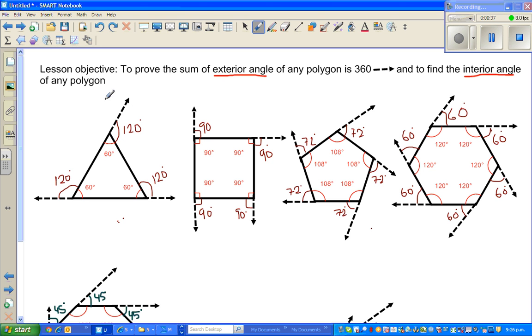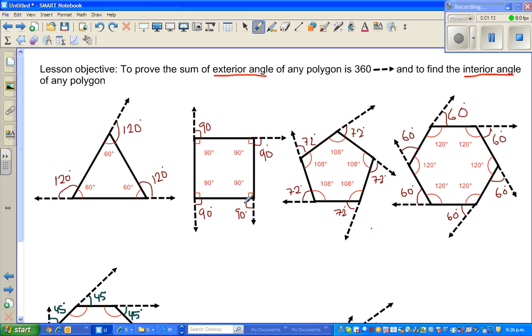Now let me talk about interior angles. These angles which are inside the polygon are called interior angles. In this case, these three angles of 60 degrees, this is an equilateral triangle, and we know that the sum of three angles of any triangle is 180, and that's why each of these angles is 60 degrees. So these three angles which are inside the triangle are called interior angles.